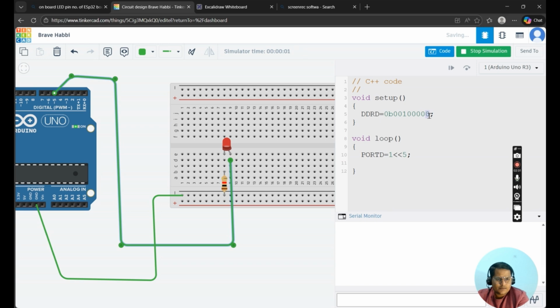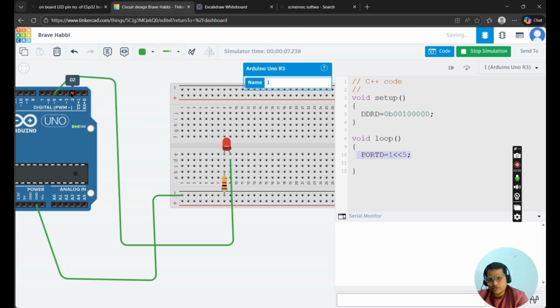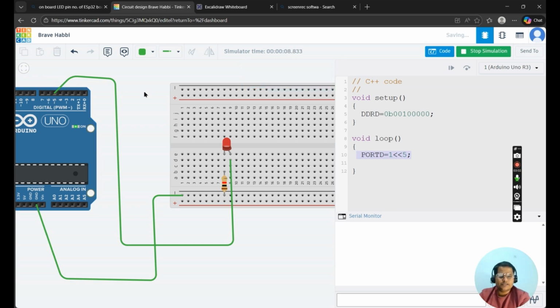So it starts from here. This is the 0th pin. 1 2 3 4 and 5. So total 0 to 7. We have 8 bits, right? And I'm just sending binary value 1 to the 5th, and I'm doing left shift. So the one value is shifting 5 times, right? 0 1 2 3 4 5. It came to the 5th position, right? That's how the left shift operation works.